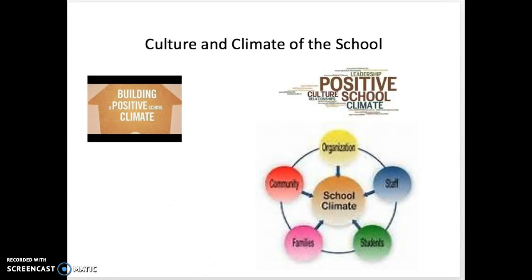This lecture will look at the culture and climate of the school. Hopefully you're participating in schools that have a positive school climate. And there's a lot of things that interact to create that climate. How the school is organized itself, relationship of staff and faculty, students, families, and community, all interacting together to create that school climate. So think about how you would define that sense of school climate.